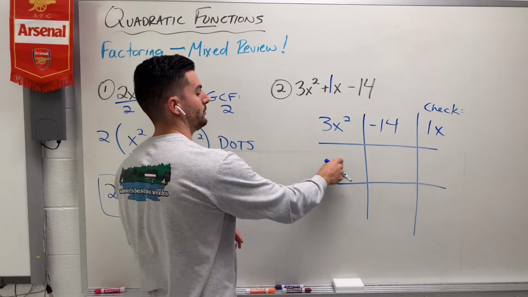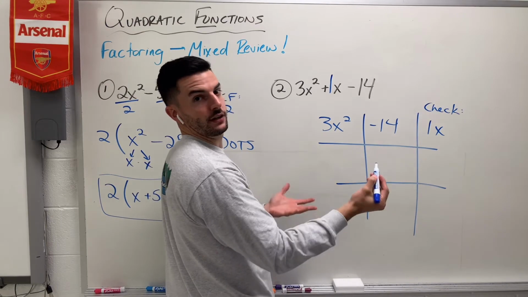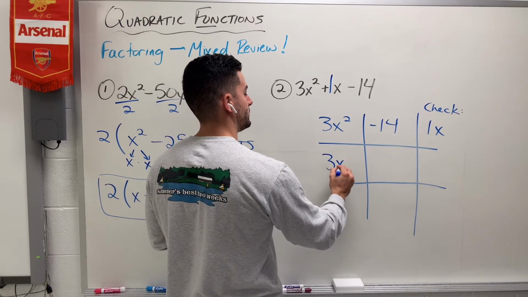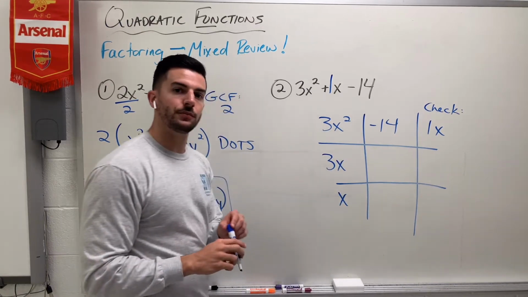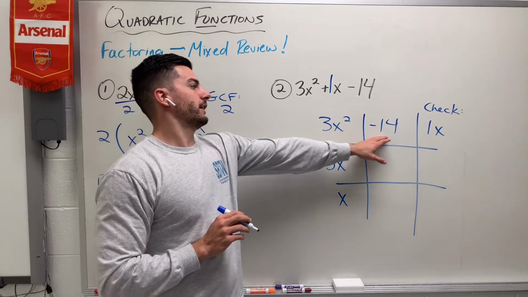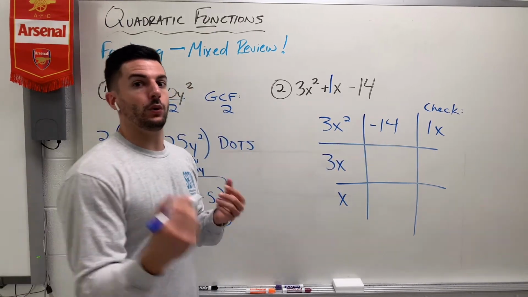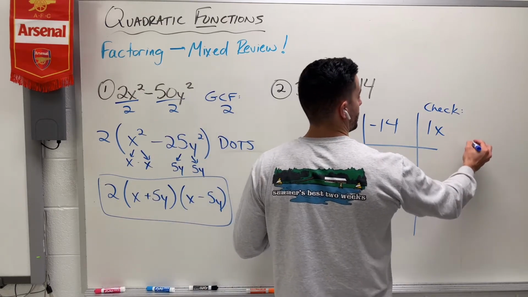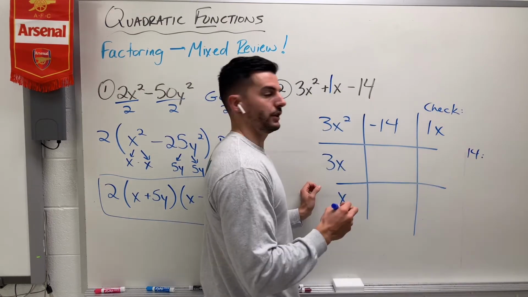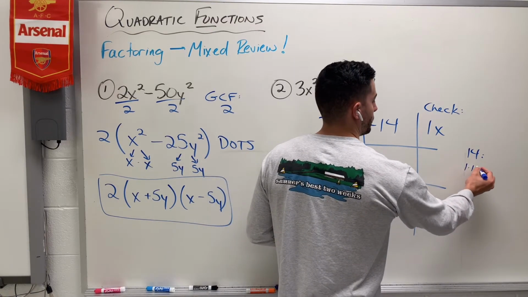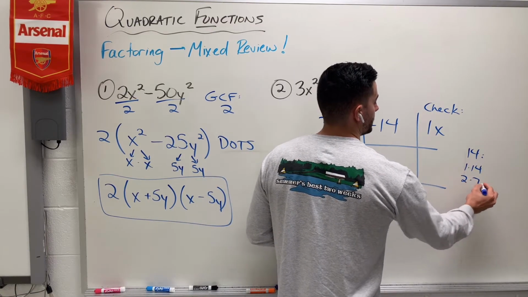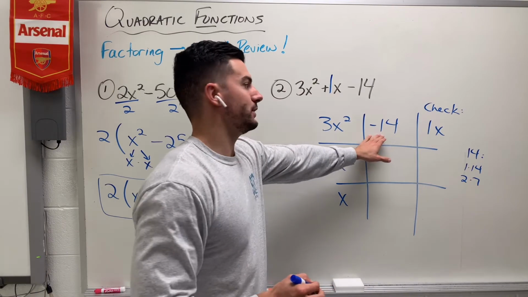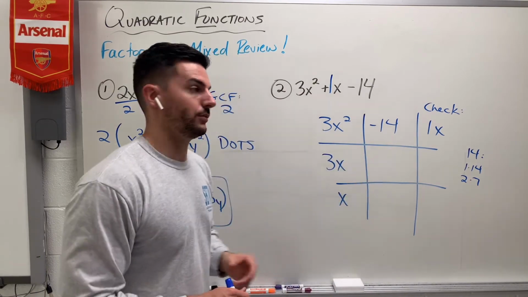I'm wondering what times what equals 3x squared, and that would only be 3x times x, right? And then for negative 14, I'm thinking, okay, what numbers multiply to give me 14? And you can jot those down on the side. You could say 14 would be 1 times 14, 2 times 7, right? But again, this is negative 14, so we have to take that into account.